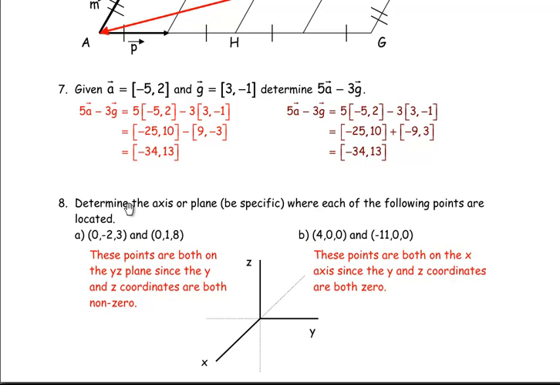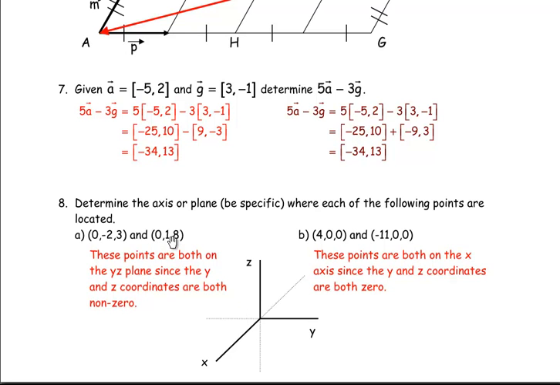Number 8, you're asked to determine the axis or plane, and be specific about where each of the following pairs of points are located. And so at A here, we're given 0, negative 2, 3, and 0, 1, 8. Now, if the x coordinate is 0, that means that you're not going along this line at all. So negative 2, 3 means I would go left 2 on the y-axis, so negative 2 on the y-axis, and then up 3. And you're actually on the YZ plane, because think of like the vertical plane, almost like a wall. Then that's where you would be.